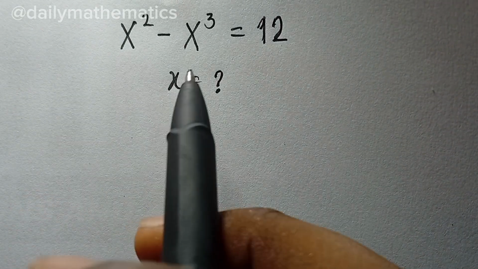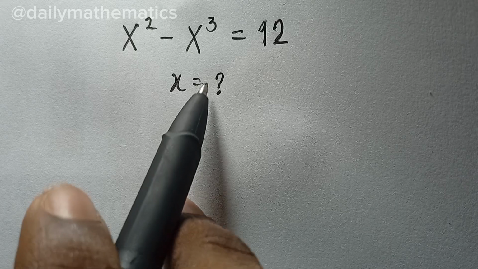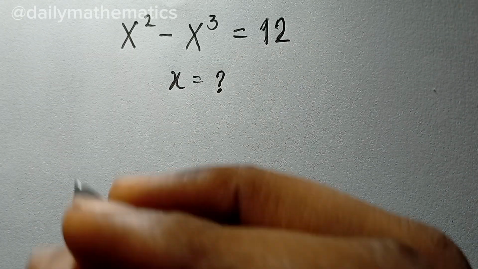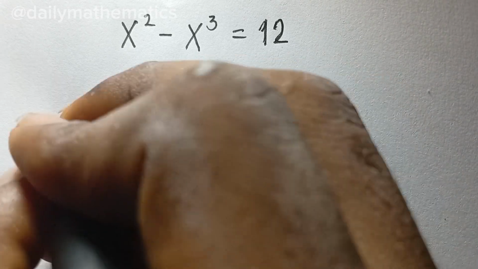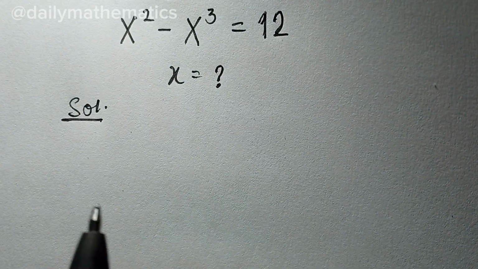x squared minus x cubed equals 12. Find x. Hi there, this is Daily Mathematics, and today we have this wonderful question here for us to solve. Solution. So we have x squared minus x cubed equals 12. How do we find x?